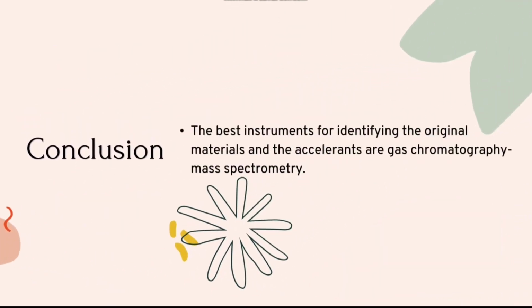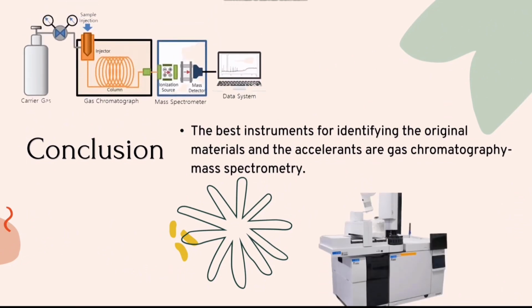The best instruments for identifying the original material and the accelerants involved in fire debris analysis, according to research studies, are gas chromatography mass spectrometry.